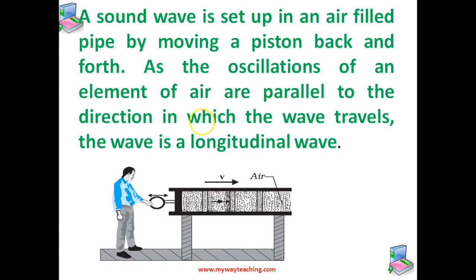You can see in this particular figure, a sound wave is set up in an air-filled pipe by moving a piston back and forth. As the oscillations of an element of the air are parallel to the direction in which the wave travels, the wave is a longitudinal wave. So here the oscillation as well as the disturbance are both parallel to each other. Both are moving in the same direction. So this is an example of a longitudinal wave.